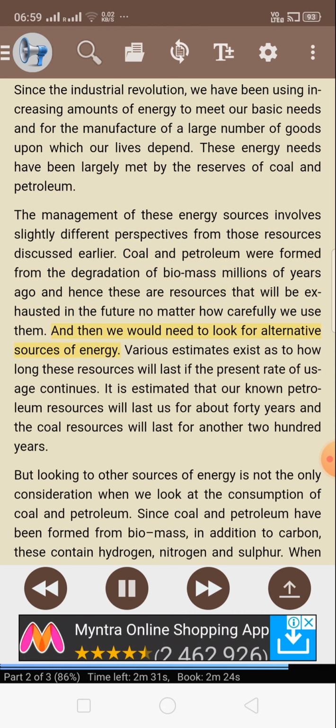And then we would need to look for alternative sources of energy. Various estimates exist as to how long these resources will last if the present rate of usage continues. It is estimated that our known petroleum resources will last us for about 40 years and the coal resources will last for another 200 years.